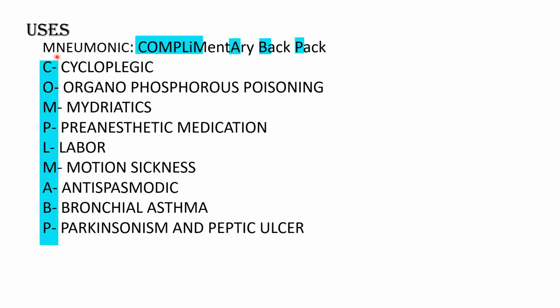Uses. Mnemonic is COMPLAMBP: C for cycloplegic, O for organophosphorus poisoning, M for mydriatics, P for pre-anesthetic medication, L for labor, M for motion sickness, A for antispasmodic, B for bronchial asthma, P for Parkinsonism and peptic ulcer.